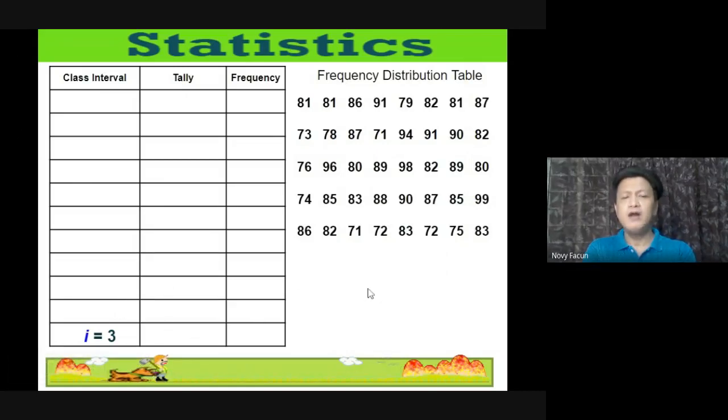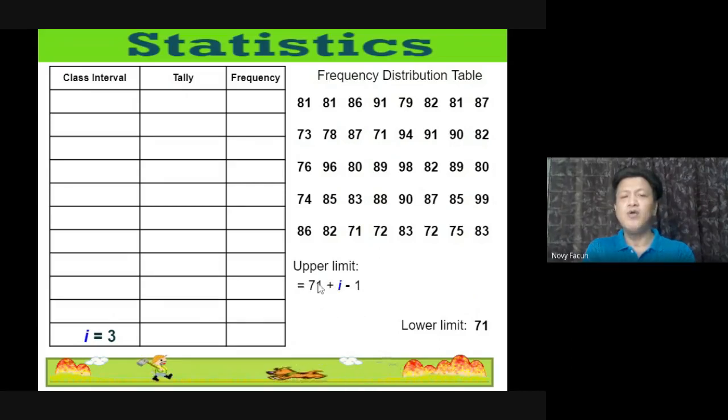Okay, and then we are going to find first the lower limit. Ano ba yung lower limit natin? Pag sinabi natin lower limit, ito yung smallest value, yung nandyan sa score natin. Ano ba yung smallest niya? That is 71. And then also find the upper limit. Pag sinabing upper limit, so yung lower limit natin, ipa-plus lang natin yung ating class size, which is 3 minus 1. That is constant yung 1 dyan, minus 1. And then that is 71 plus 3 minus 1, that is 73. Yan na ngayon yung upper limit natin.